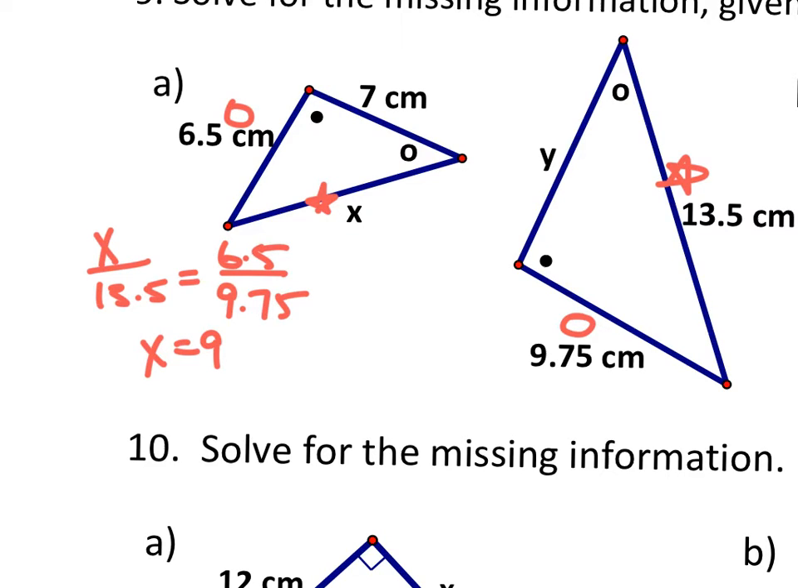Setting up a proportion for y. One way to do it, there's many ways to do it, but one way is to say y over 7 is 13.5 over 9. So cross multiply there, and I would get y is 10.5.